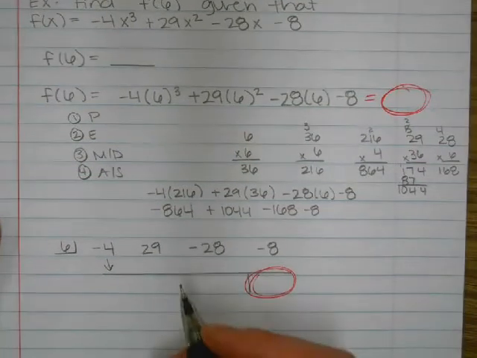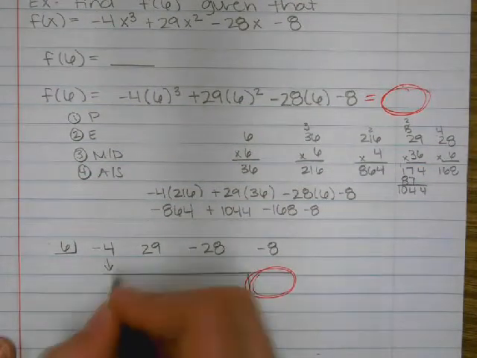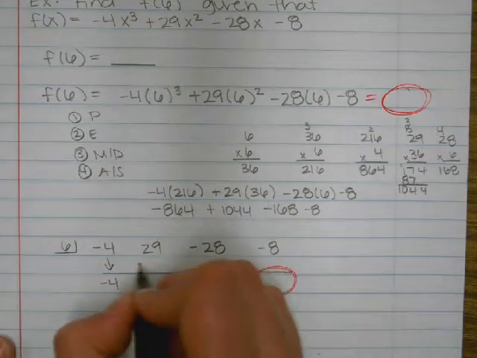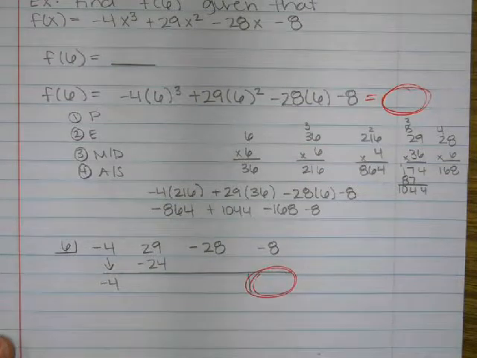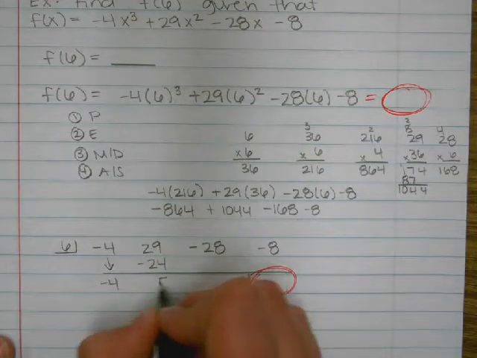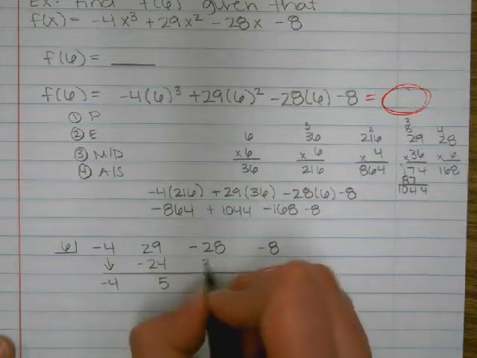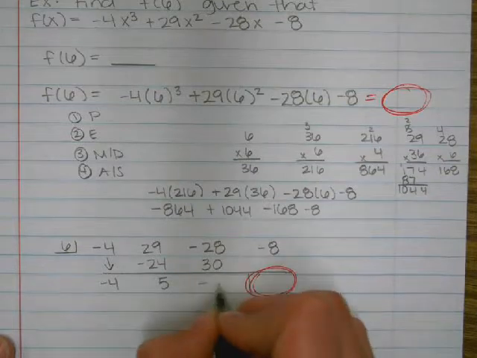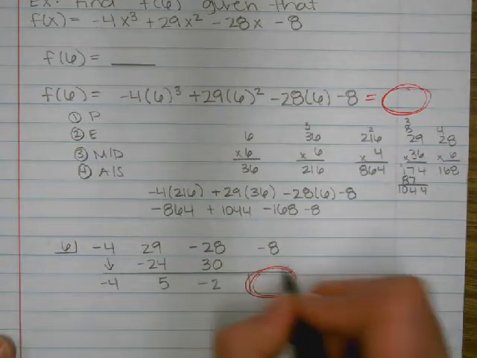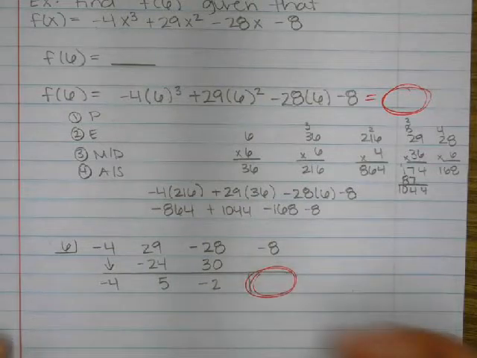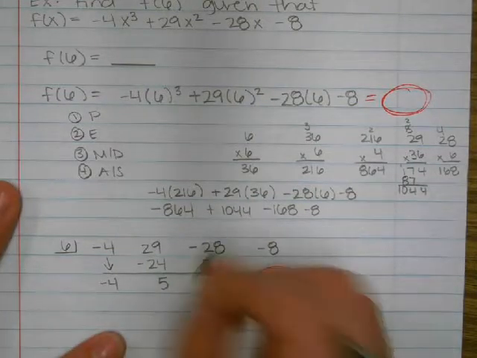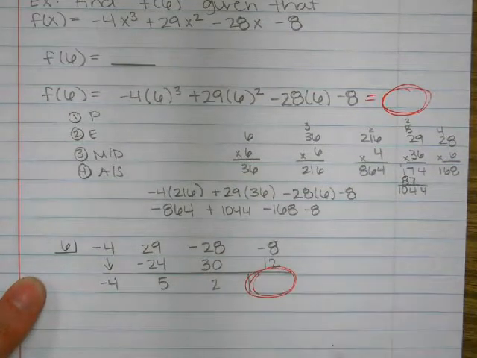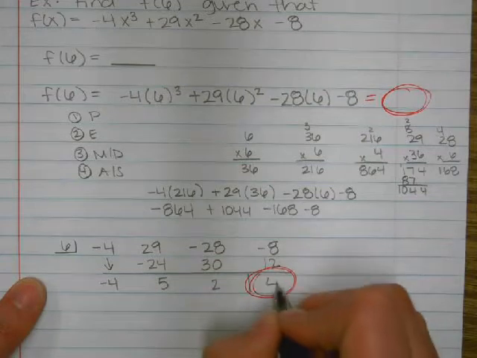So if we're going to use the remainder theorem to do this synthetic division, we would drop down the negative 4 to start with. Then negative 4 times 6 is negative 24. 29 minus 24 is 5. 5 times 6 is 30. Negative 28 plus 30 is positive 2. Positive 2 times 6 is positive 12, and then negative 8 and 12 makes 4.